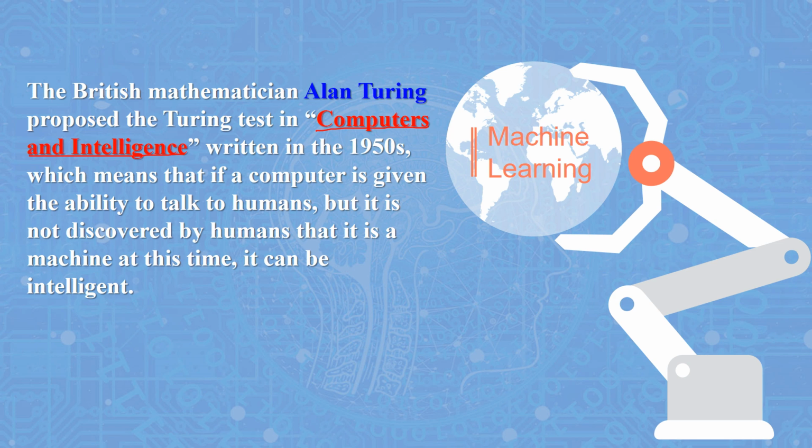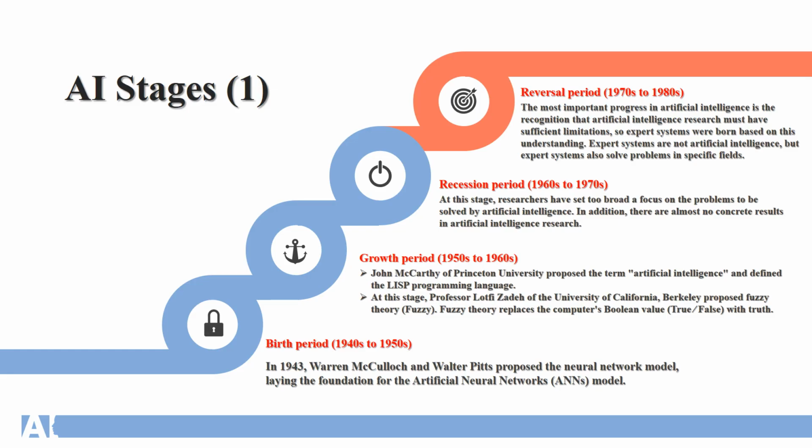Okay, written in 1950. Which means that if a computer is given the ability to talk to humans, but it is not discovered by humans that it is a machine at this time, it can be intelligent. Okay, and this is a stage. Okay, the 1940s to the 1950s is called the birth period.